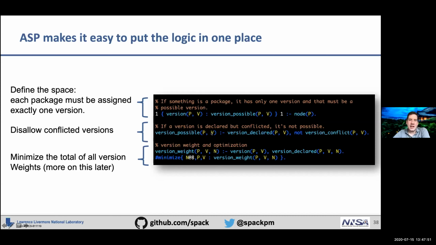We say things like, if a version is declared, but it's conflicted, if there's a conflict, then that's not possible, that's not a valid solution. And then we put in these sort of minimization pragmas here that say, we weight the versions according to some preferences, and then we just minimize that weight over the whole DAG. I'll talk about why we minimize it later. But this is a pretty simple spec that says an awful lot in not a lot of words. So it makes our algorithm more maintainable.